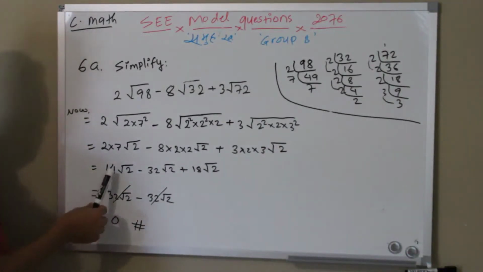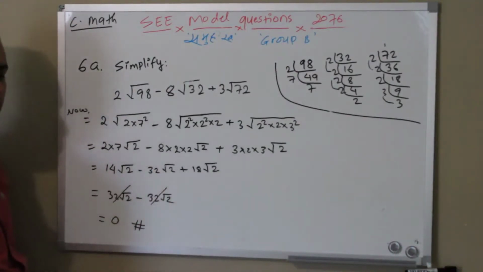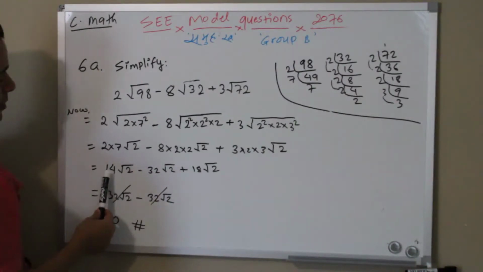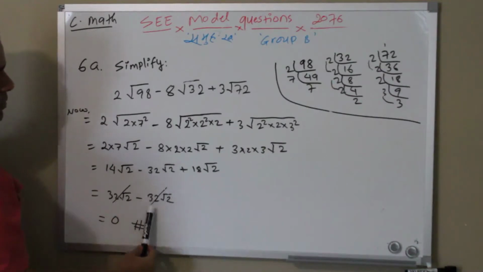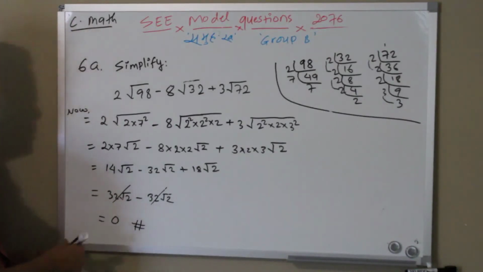Now, look at here, we have a positive 14 and positive 18 square root of 2. I can sum them up. When I add them, 14 plus 18 is 32, and this 32 is a 32. They are the same thing. Positive and negative, so they can cancel out, which equals 0.